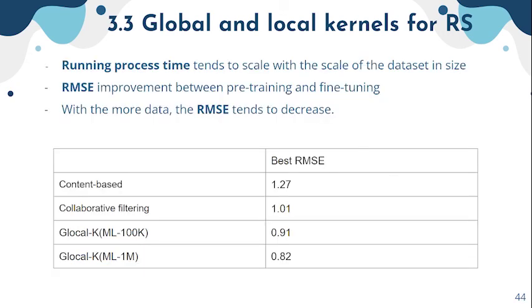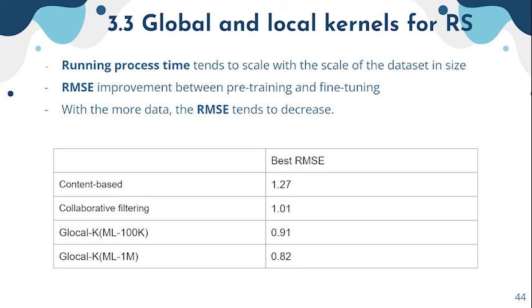0.82. So we come to some conclusions that we can see clearly that the running process time tends to scale with the size of the dataset, and we can see that during the pre-training and the fine-tuning, the root mean square error has reduced. It means that the pre-training gives some improvement and supports the fine-tuning. And with more data, the root mean square error tends to decrease.